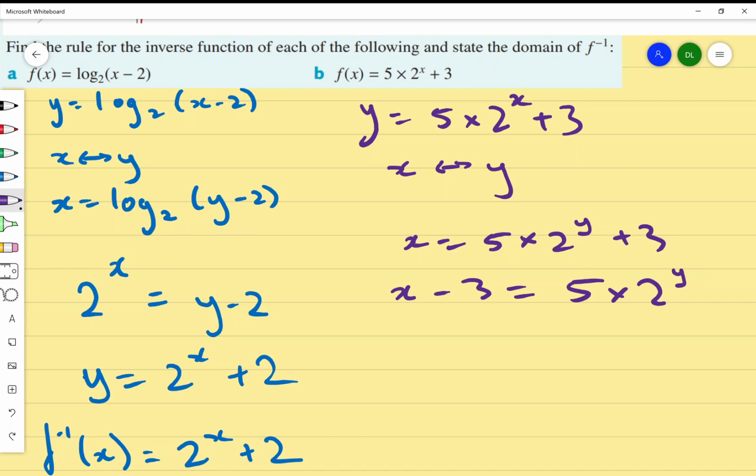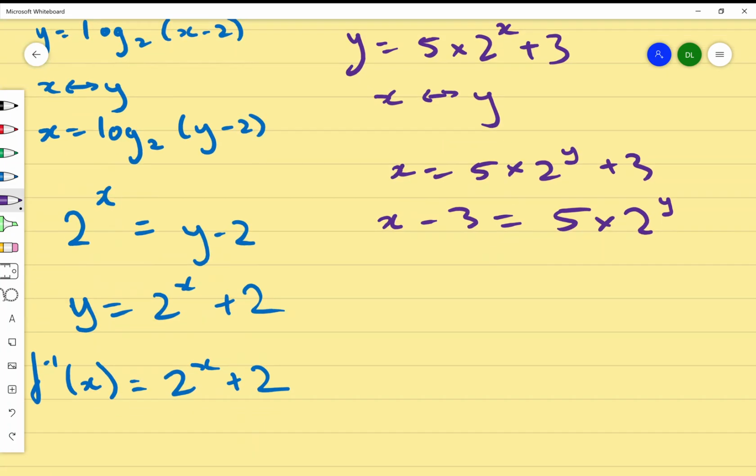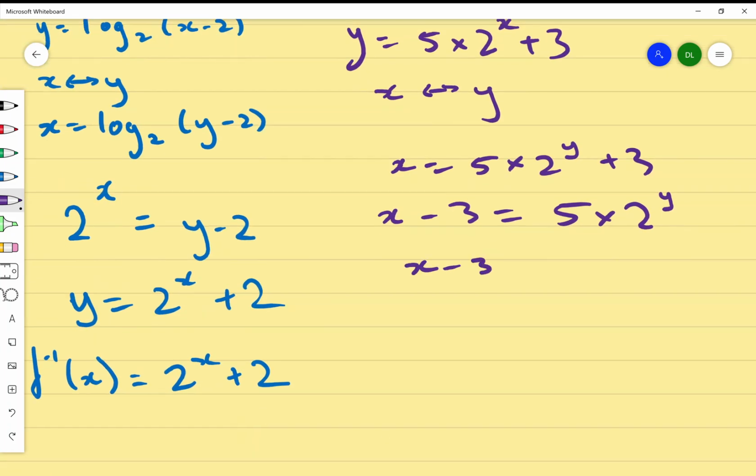So from there, what am I thinking of doing? Divide each side by 5. You could write it as this, x minus 3 over 5, or you could write it as individual fractions. I'm going to leave it like this for now. 2 to the power of y.